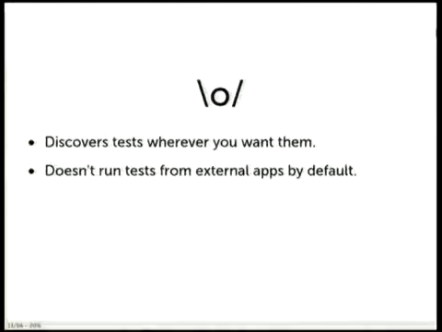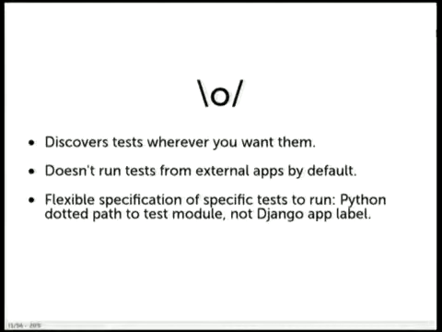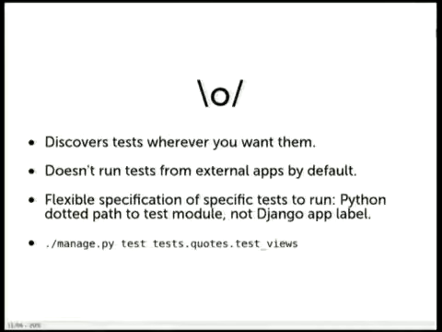And we win. Now we can discover tests wherever we want them. We aren't forced to put them in a certain specific module in a certain app. And we can be much more flexible about running exactly the tests we want. We aren't constrained by the app label concept to run all of a given app's tests. We can run a specific test module, so if I have all my tests under a single tests module, I can say tests.quotes.testViews. It's using real Python dotted paths to specify which test, which is much more flexible for getting exactly the tests you want.